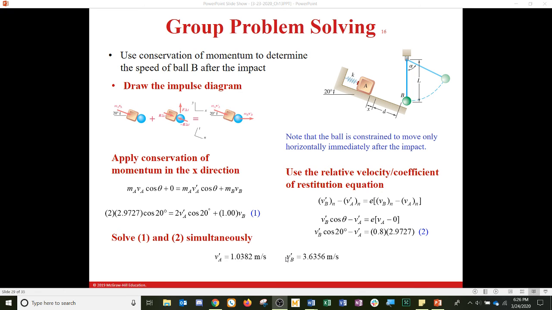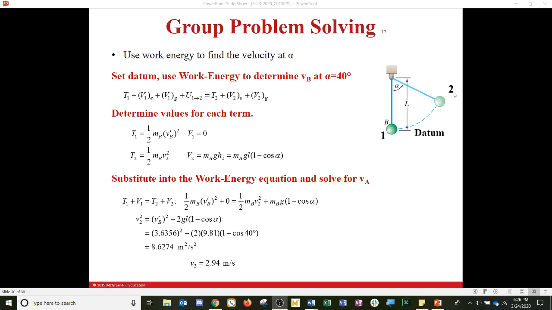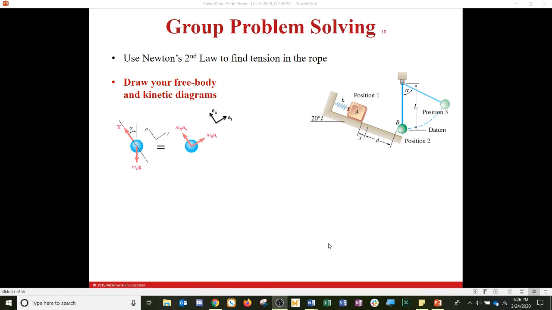And this is using conservation of momentum and restitution coefficient to solve for our velocities after the impact of A striking B. The motion from 1 to 2 of B is conservative, so we can use not work energy, but rather conservation of energy here, where the kinetic plus potential at 1 equals the kinetic plus potential at 2. I recommend you set 1 as 0 potential energy, and that's how we find the velocity at 2.